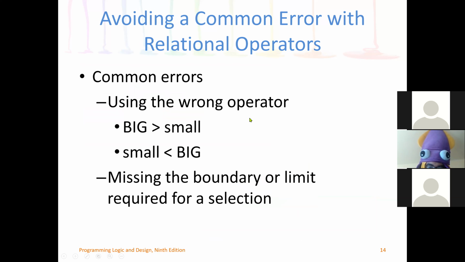So here they say we should avoid some common errors when we are using relational operators. One of the errors will be the boundary. So when you are using greater than or less than, you should be careful. For example, if I say the age is greater than 40, it means 40 is not included. If you include the 40, then you have to say greater than or equal to 40.